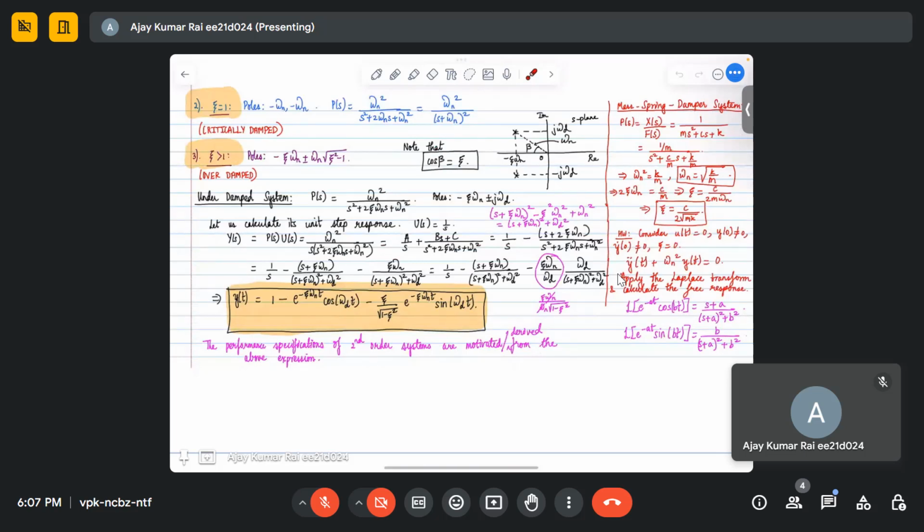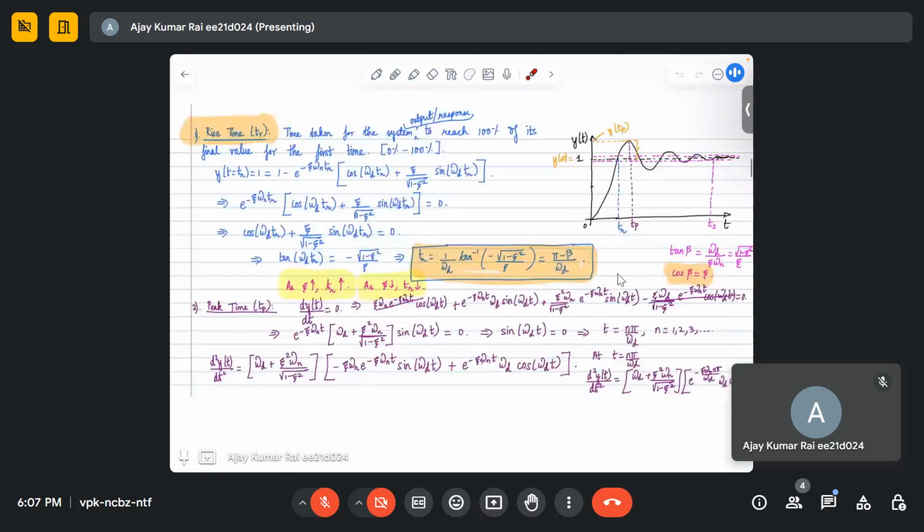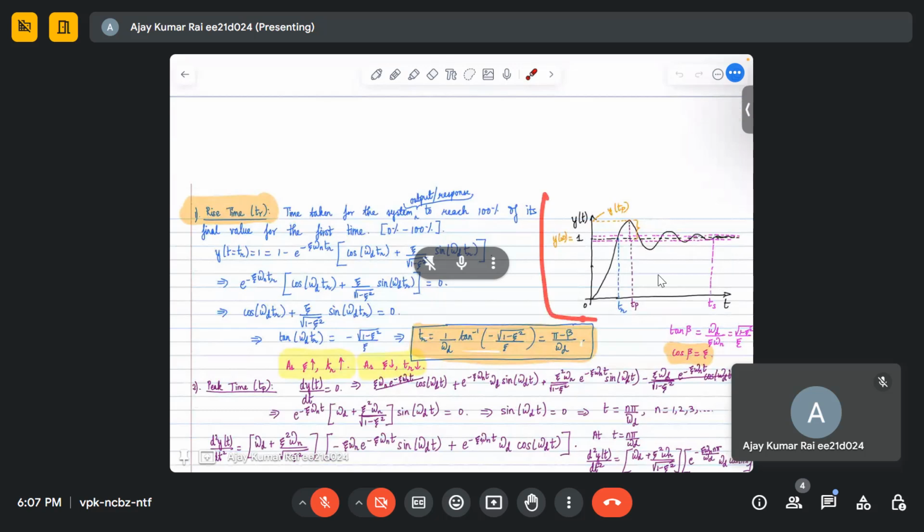Looking at the underdamped system, we try to find out the response for the unit step function. This is the input, and this is the output. If you plot this output, it will look like this. The input is this, and the red one is the output. We want to achieve the output. What does an underdamped system do? It will achieve the output, but it has some oscillation. You can see this oscillation.